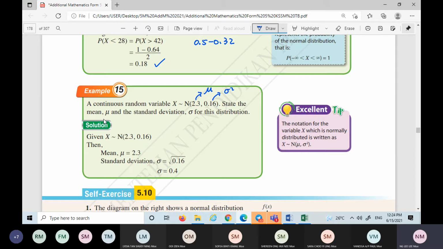So state the mean. The mean is 2.3, and for the standard deviation, you just take 0.16 and square root it to get the standard deviation, which is 0.4. So all this, even though it's not difficult, along the way maybe you will forget this basic knowledge. Usually they will ask this more in paper 1.